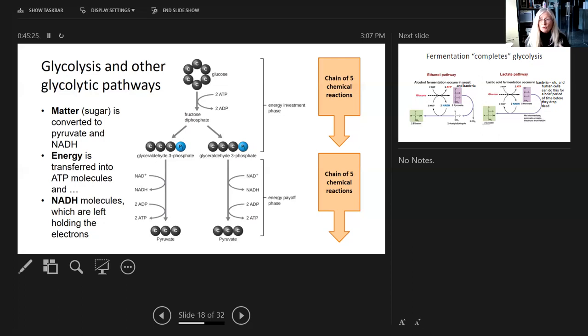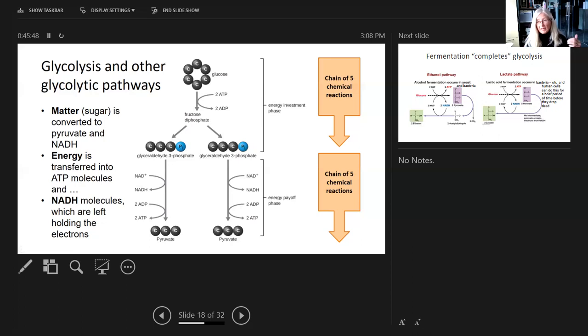So they're going to turn around and hand them off one more time. But in the meanwhile, glycolysis is not complete because we've got these NADH molecules left holding the bag. So it is not a complete pathway. There's still energy left, and we need to finish that transformation. And so that's where fermentation comes in.